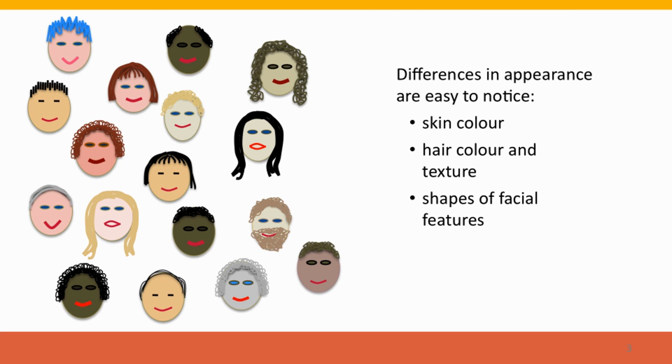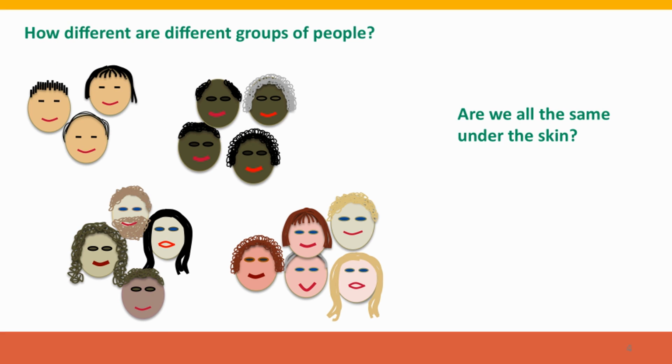Now, as people, we're really good at noticing differences in appearance of other people. That's probably because we're social animals. We're also really good at noticing the ways in which people from any particular part of the world look different from us, but very much like each other. And it's often said, well, we're all the same under the skin, but are we really? This is a question that genetics can answer.